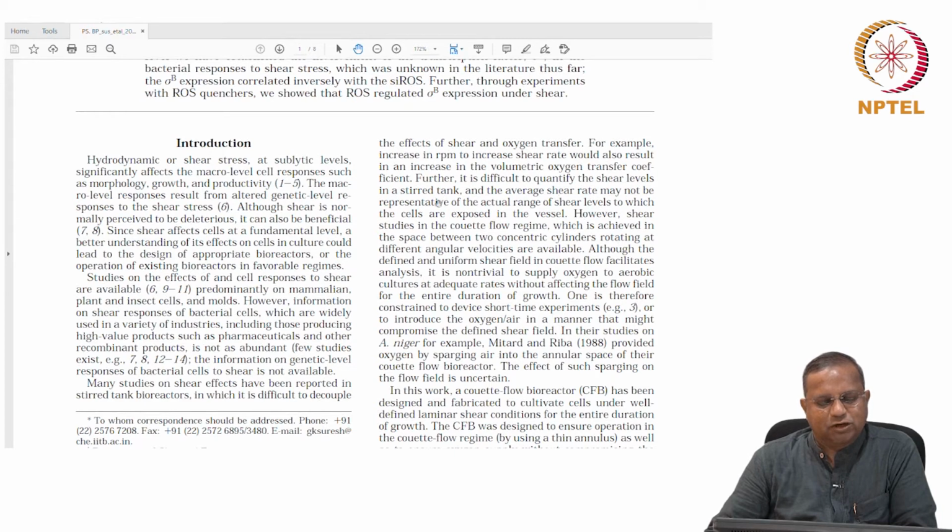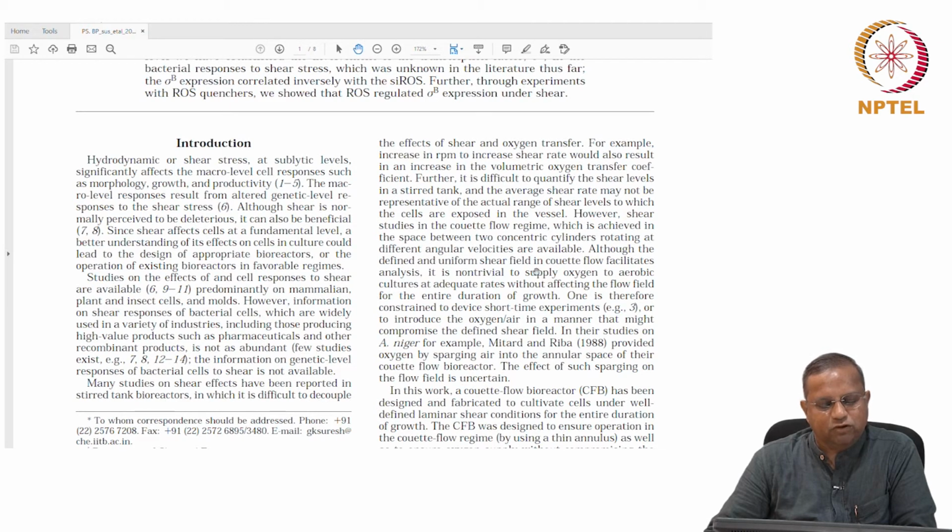And the average shear may not be representative of the actual range of shear levels to which the cells are exposed in the vessel. However, shear studies in a Couette flow regime, which is achieved in the space between two concentric cylinders rotating at different angular velocities, are available.